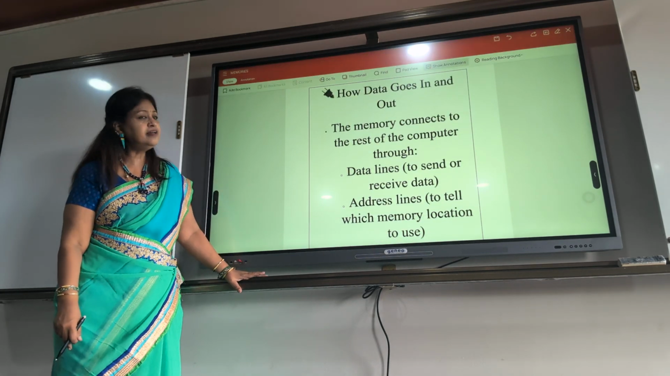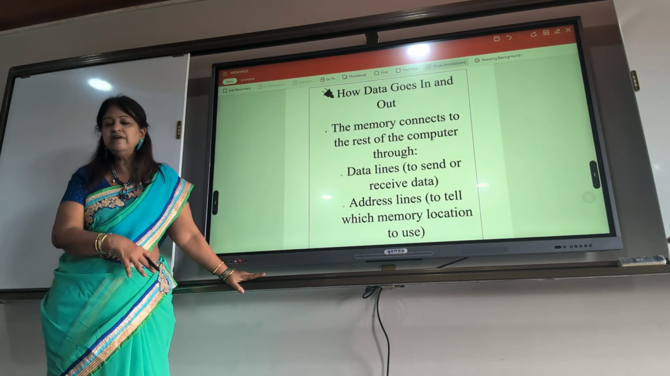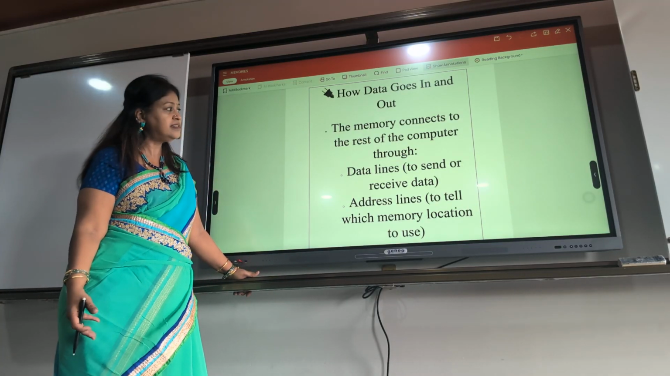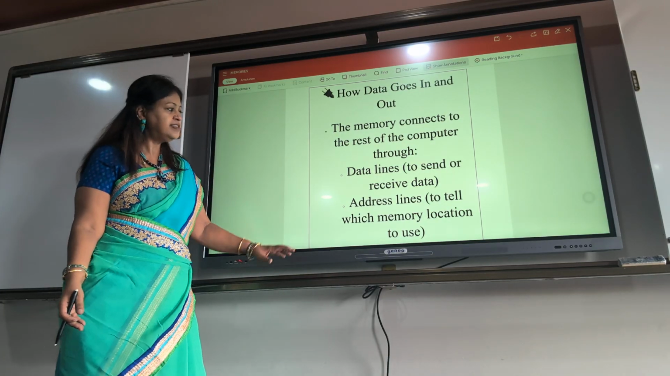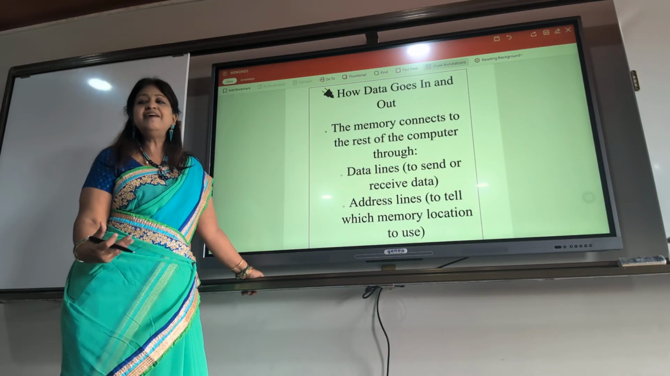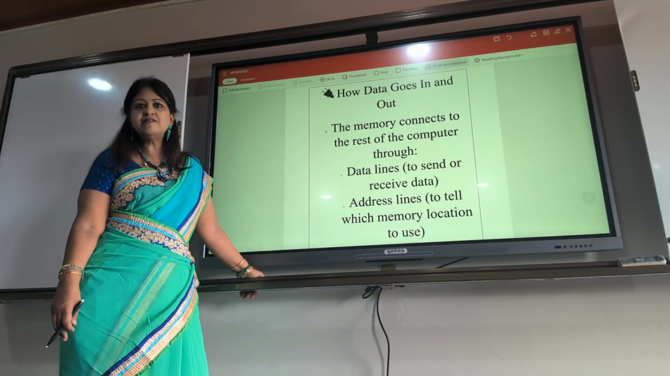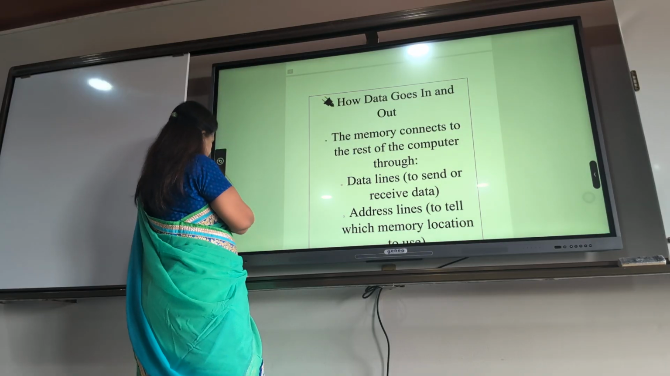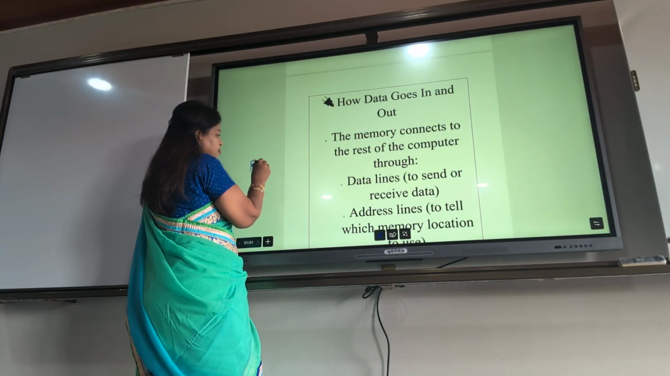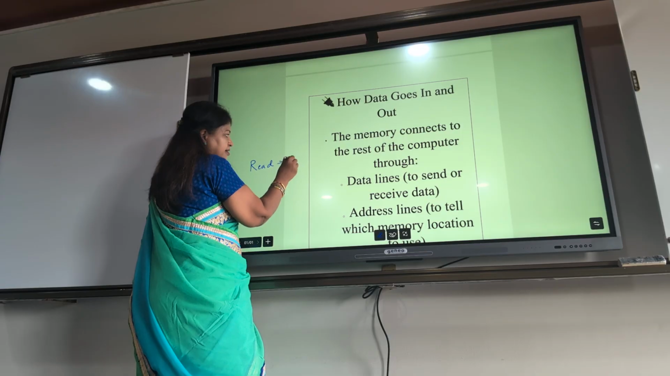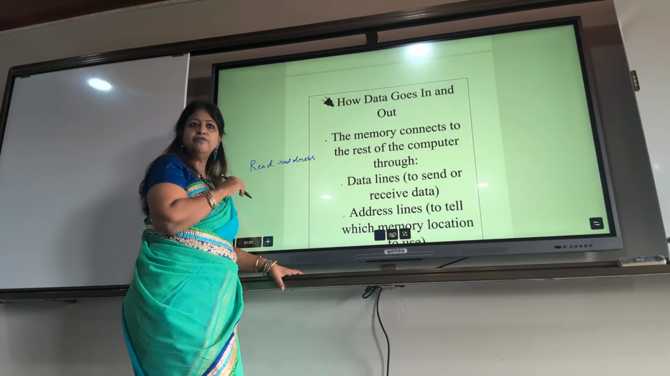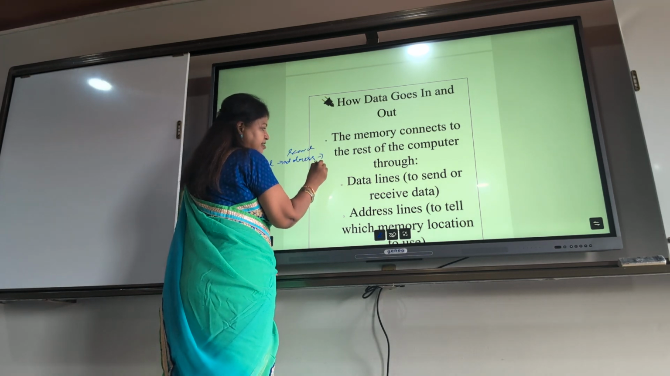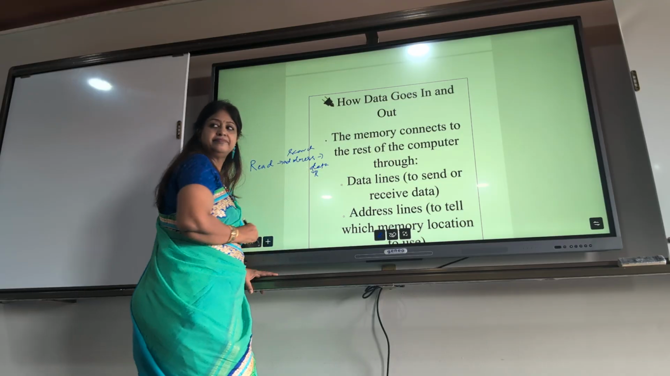Yes. How does data go in and out? How can we read? The memory connects to the rest of the computer through data lines to send or receive data, and address lines to tell in which location the data is available. Okay? This is how you read and write. So when you want to read, what will you do? You will search for that address, and whatever data is there in that address you will read.